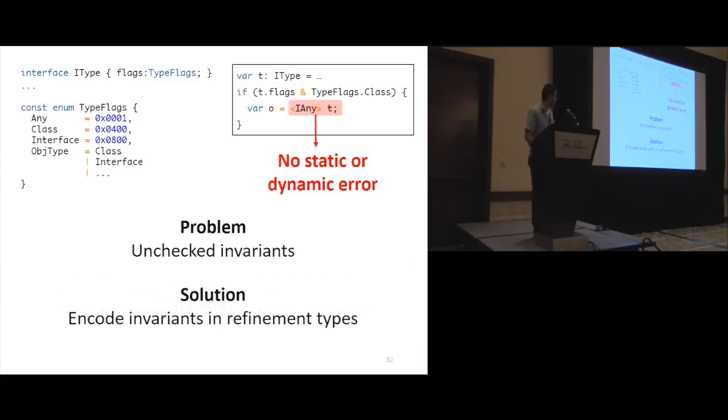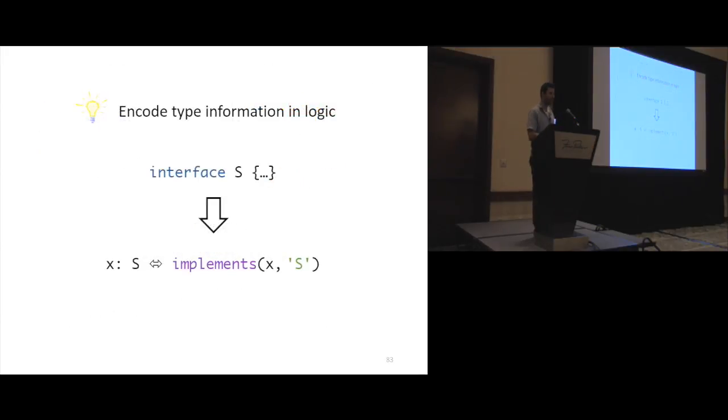So the solution that we came up with to check this statically was to use refinement types and encode invariants in them. So the key idea is that we encode type information in our logic. So assume we have an interface S. Saying that variable X has type S is equivalent to saying having the predicate implement X, comma S string, where S string is a textual representation for the interface S.